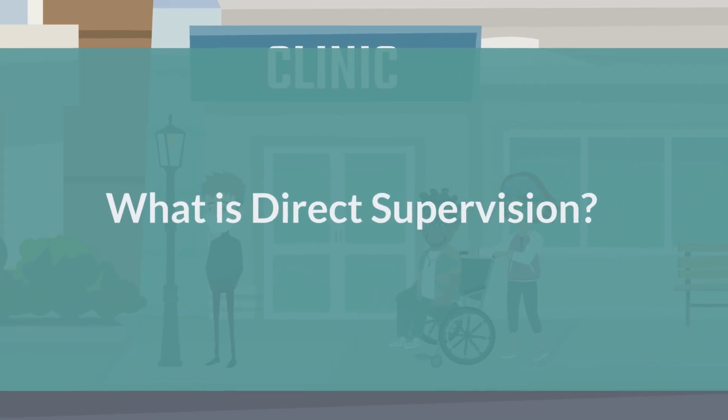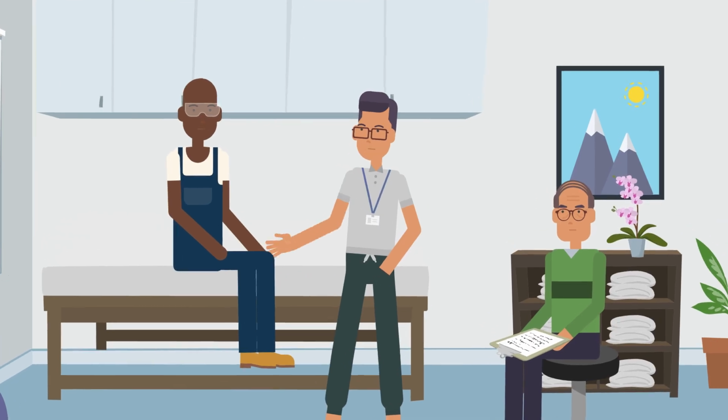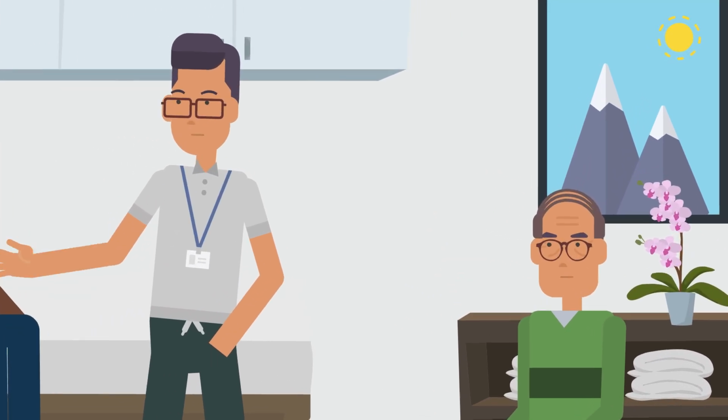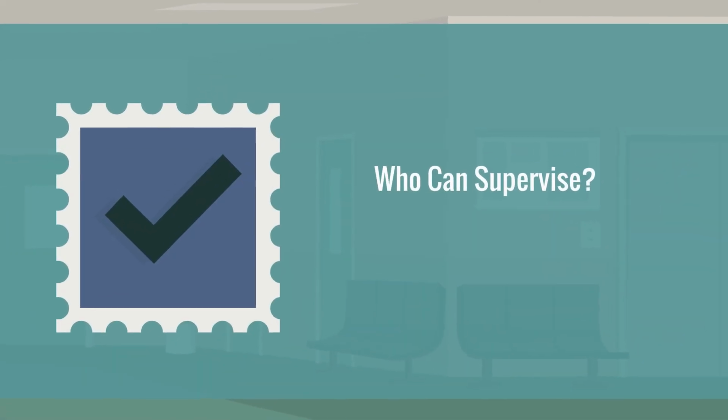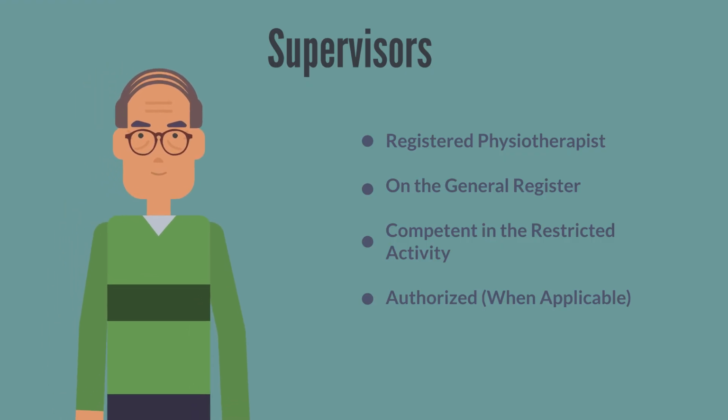Direct supervision means the supervisor is present, in the treatment cubicle or room, able to observe the supervisee's actions and stop or redirect them if needed. Supervisors must be a PT on the general register and be competent and authorized to perform the activity.